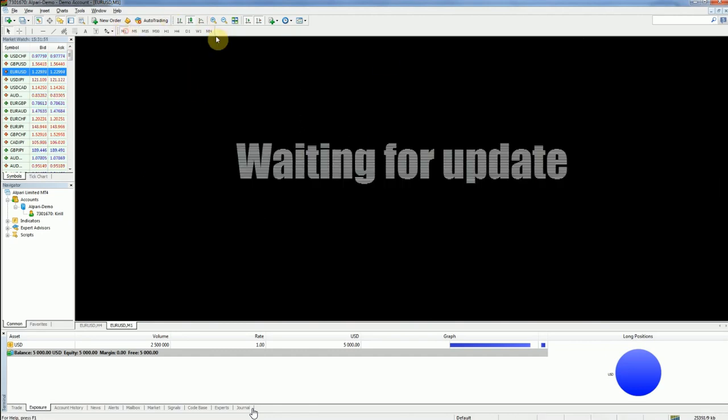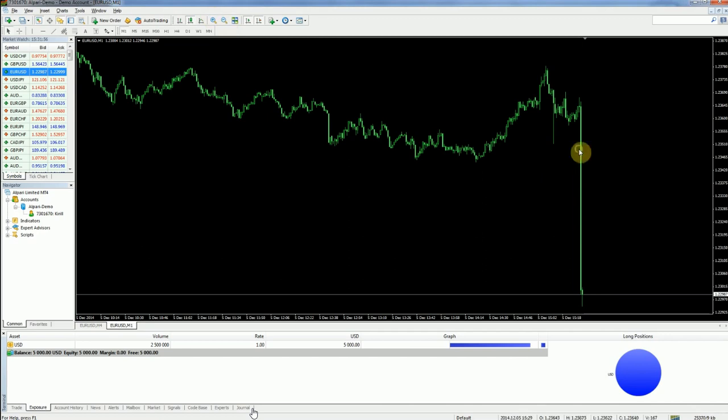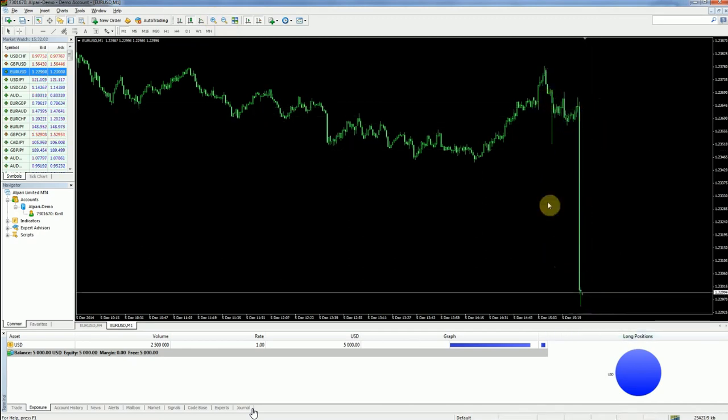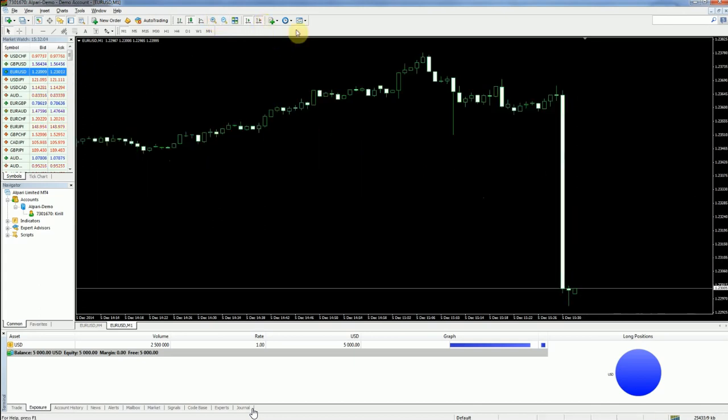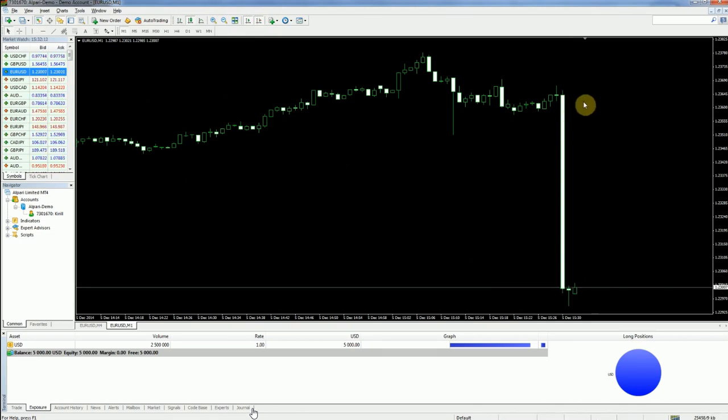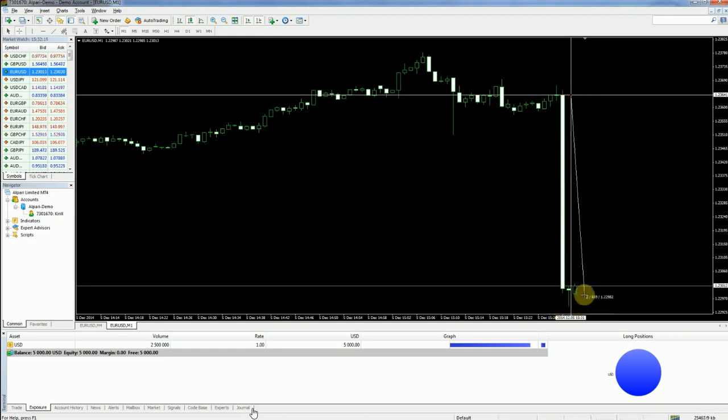So let's just switch to the M1 chart quickly. You can see this all happened in the space of 1 minute. And this is why trading the news can be profitable, but can be very volatile as well. We didn't conduct any trades because I find it very risky, but some people profit from movements like this.